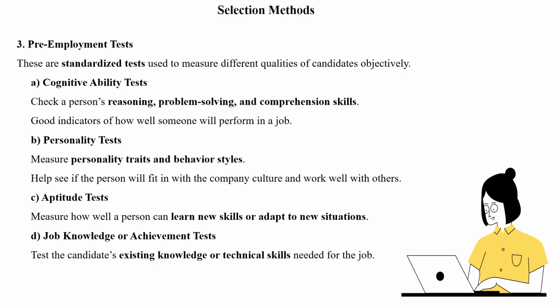Third type is aptitude test. Many students confuse aptitude test with intelligence. Remember, intelligence tells what you know today. Aptitude tells how quickly you can learn tomorrow. Aptitude tests measure learning ability, numerical ability, verbal ability, logical reasoning, analytical thinking, etc. These check how easily a candidate can learn new skills or adjust in a new situation.